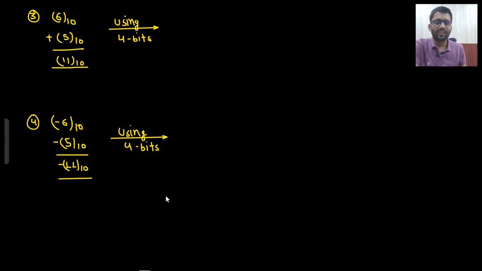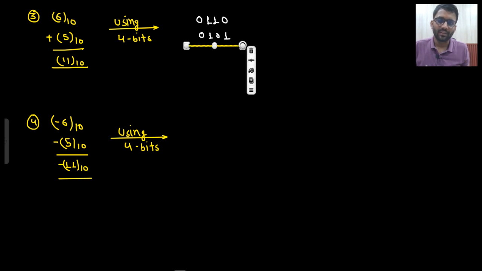Let's solve this one. 6 plus 5 is equal to 11. That we know. You need to solve this problem, but using 4 bits. So what will be the representation of 6? That would be 0, 1, 1, 0 in 2's complement, because it would be the same as sign magnitude. And what would be the representation of 5? 0, 1, 0, 1, because both are positive numbers. So the sign magnitude representation and the 2's complement representation would be the same, right? Just add them up now. 1, 1, 0 and 1.